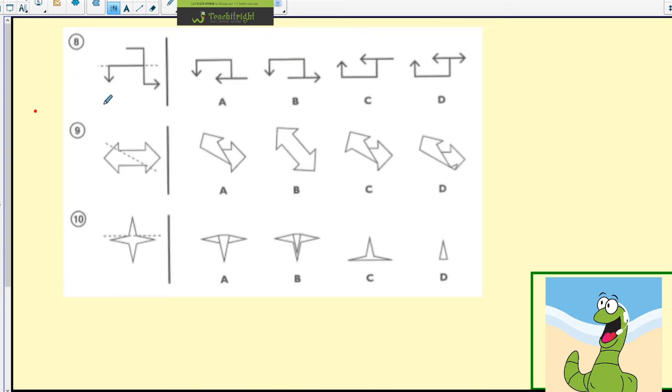8, 9, and 10. So question 8 is B. 9 is D. And 10 is B.